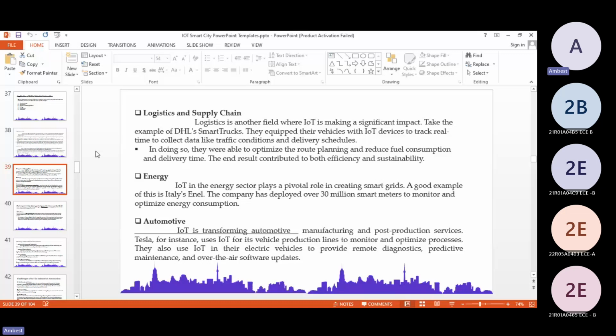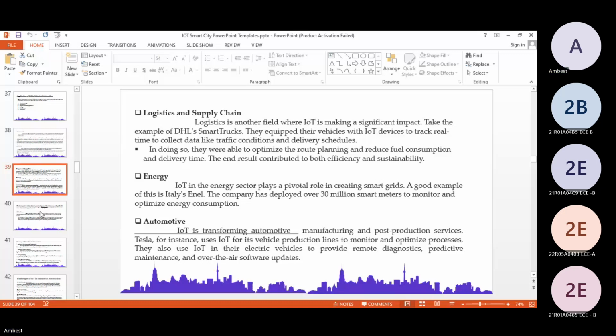This is about automotive. Automotive is linked with electric vehicles, which have vehicle production lines. The only thing it does is monitor and optimize the processes, and it has been implemented in the Tesla, which is a vehicle.